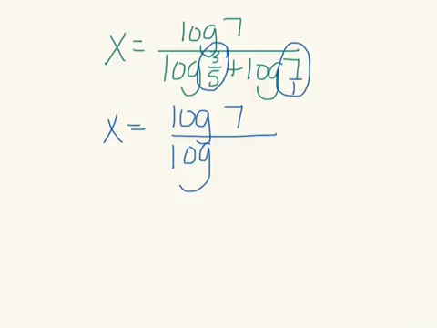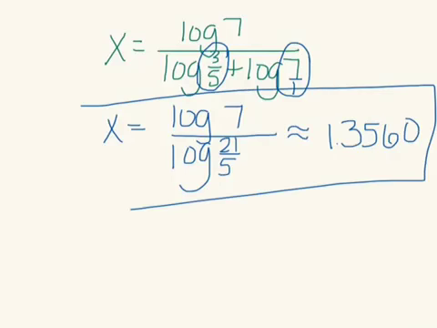So 3 times 7 is 21. 5 times 1 is 5. So there's our exact answer. Our approximate answer, when we put that in our calculator, is 1.3560. And that's your final answer.